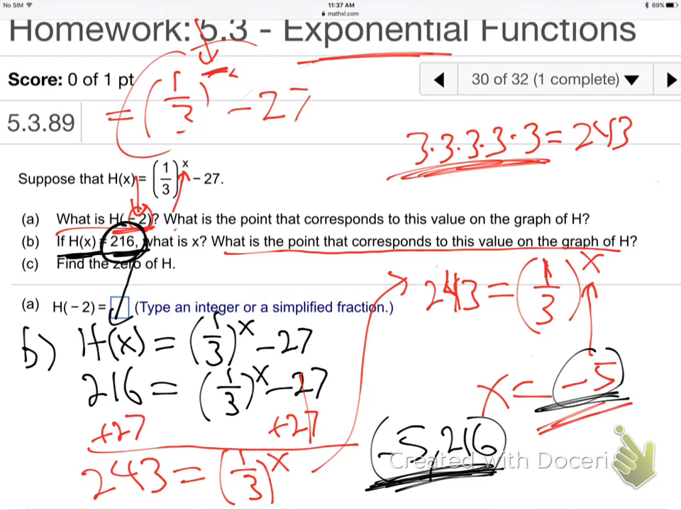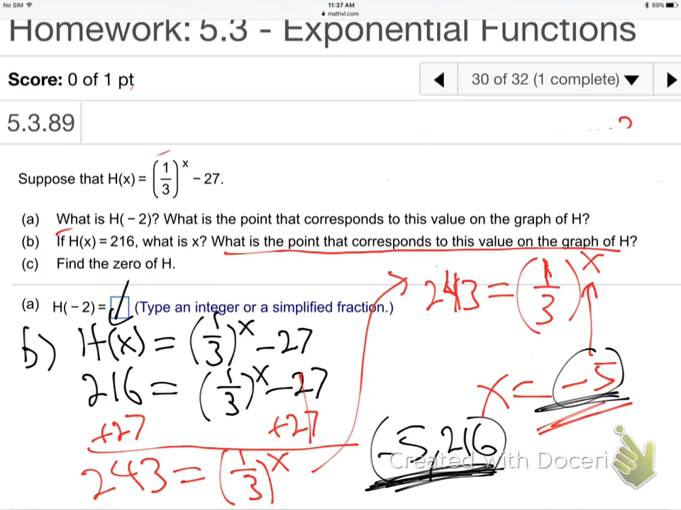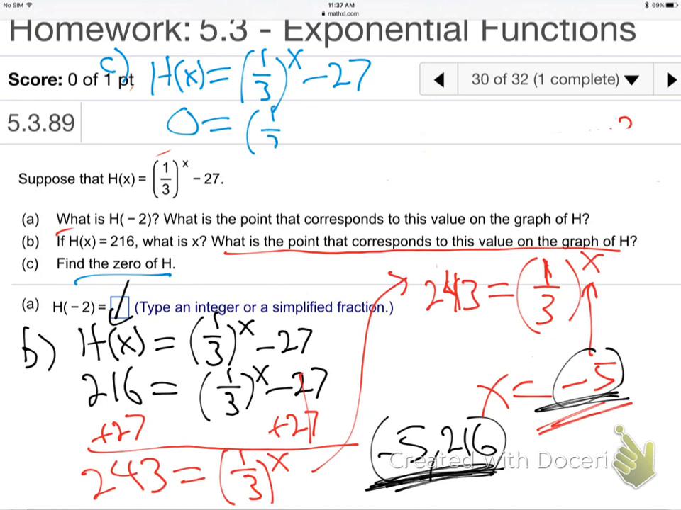Finally, part C. Part C says, find the 0 of h. Let me write the function again. So we have h of x equals 1/3 to the x minus 27. And they say, find the 0. We're doing part C up here. What does that mean, the 0 of h? They mean literally just make h 0. Just plug in 0 and solve. A 0 means the function or the y is 0.